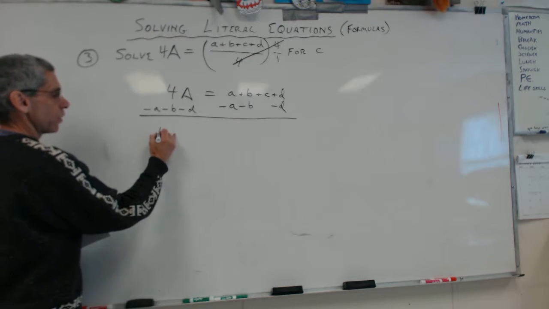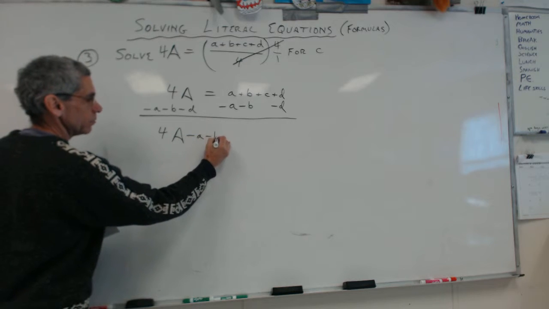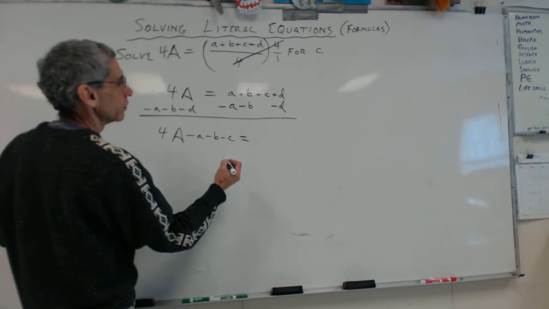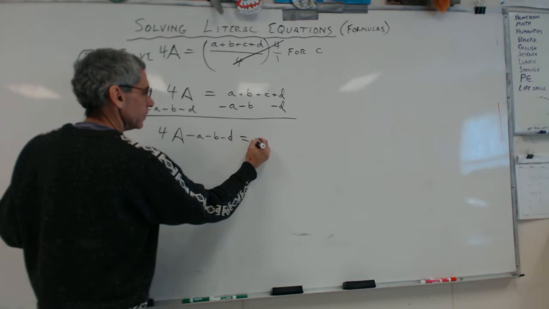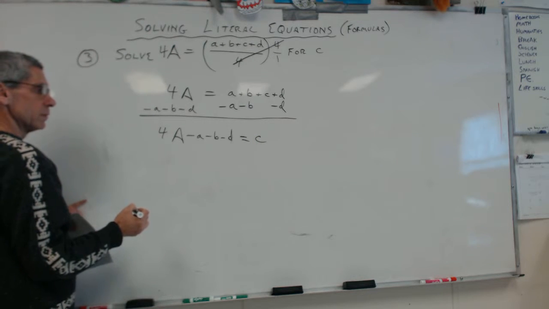So I now have 4A minus A minus B minus D equals C. Oh my God, Gary, you're a wizard.